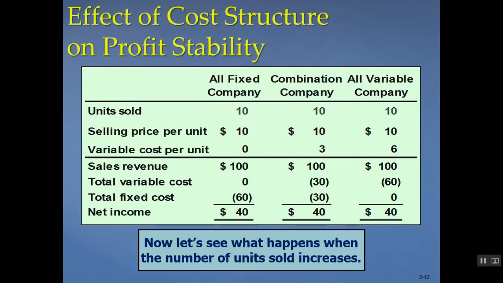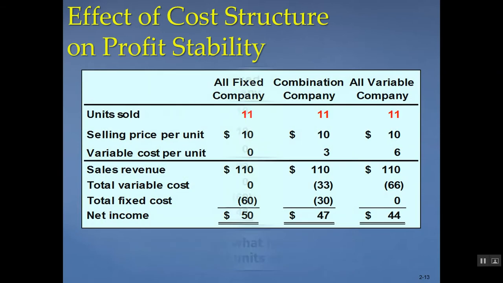So now let's look at the effect of the cost structure on the profit stability. Here we have three different companies. One is all fixed costs, so you can see their fixed cost is $60. The middle company is a combination of variable and fixed, and then the third company is all variable costs and no fixed, okay? But you can see that their net income is the same for all three companies. So let's see what happens when the number of units sold increases.